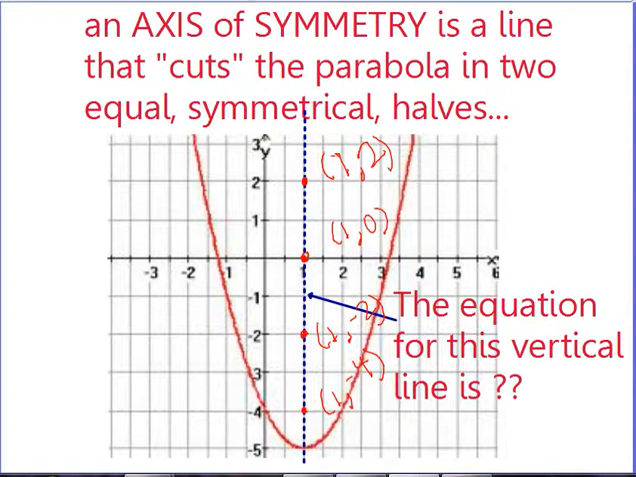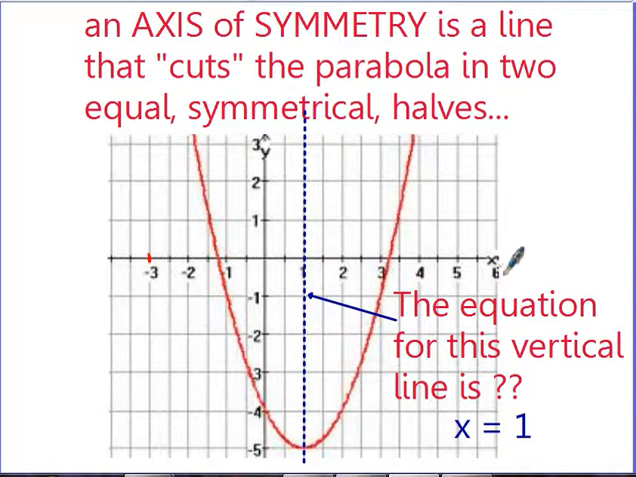What do all of these points have in common? What do they all share? The fact that their x value is 1. So when I want to show that all my x values are the same and all my x values are 1, I simply write x equals 1. And that's the equation of a vertical line. If I had a line over here that was vertical, it would be x equals -3. If I had a line over here that was vertical, it would be x equals 6.